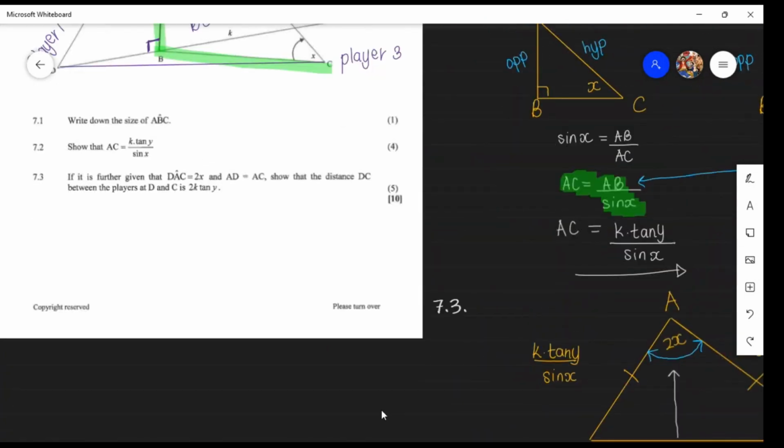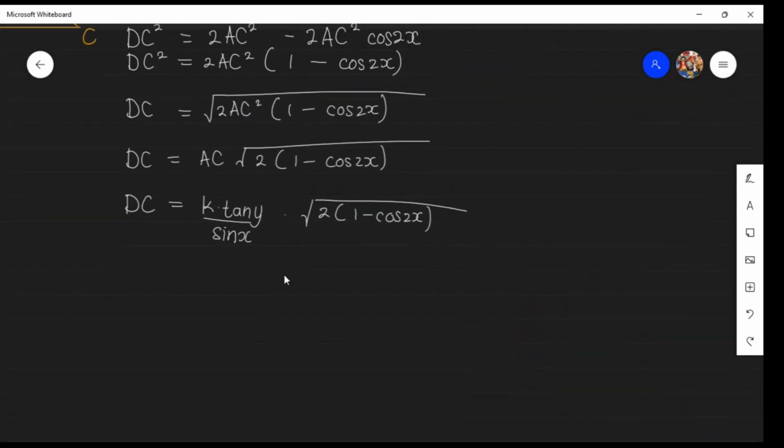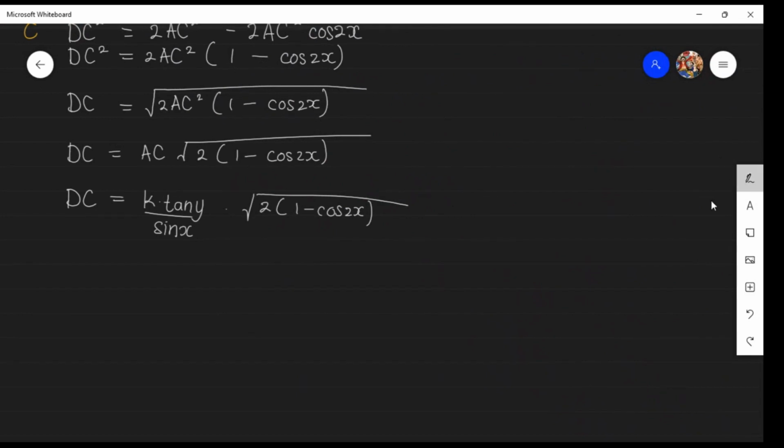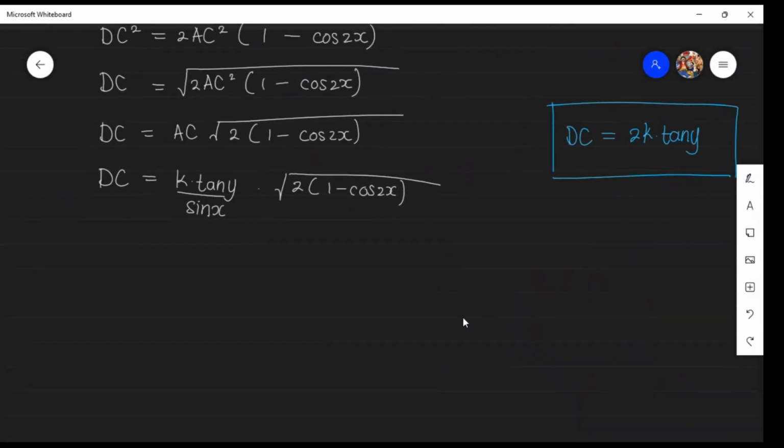So our value of DC is 2k tan y. Let us write that down so we don't forget. DC is supposed to be 2k tan of y. That is supposed to be our value of DC. Now, if you notice, there is no sine or cos in that answer of DC.